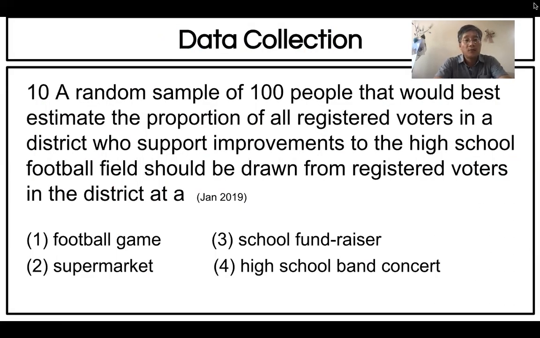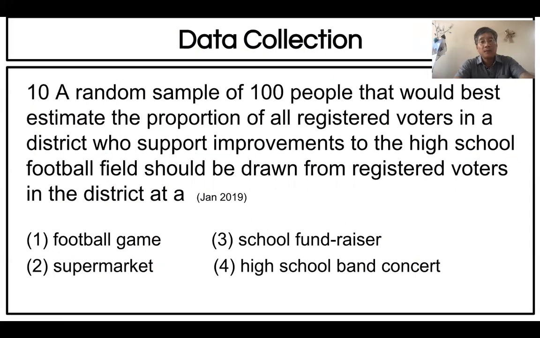So number 1, a random sample of 100 people that would best estimate the proportion of all registered voters in a district who support improvements to the high school football field should be drawn from registered voters in the district at which place? To ask people, it shouldn't be biased, right? The people shouldn't have any favor for it, or be against it. So which place is the least biased?